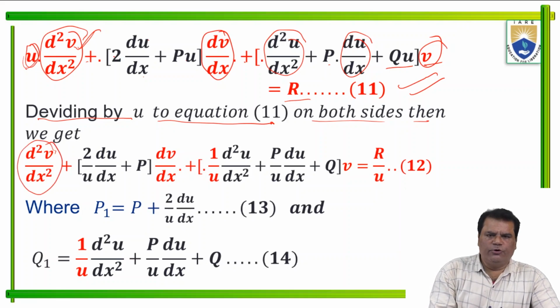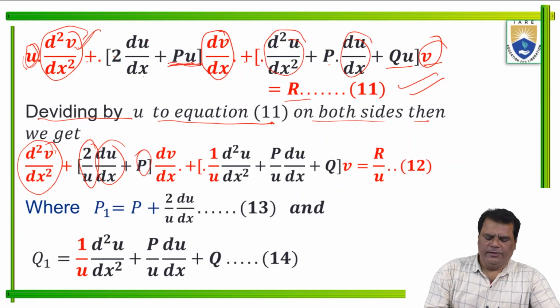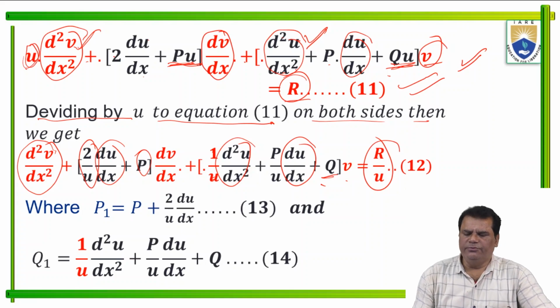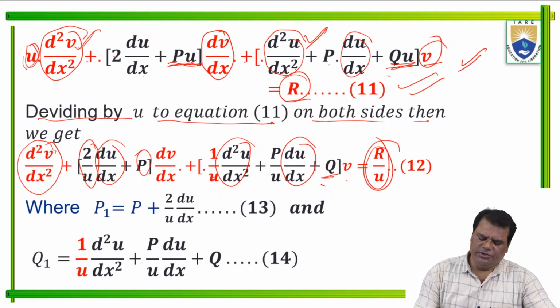Then we get d2v over dx2 plus, now here is 2, we get 2 upon u du over dx, plus pu divided by u means only p here, plus 1 upon u d2u over dx2, this term. We divide by u: 1 upon u d2u over dx2, plus p by u du over dx plus q. Here is qu in equation 11, qu divided by u is only q, into v, equal to r by u. The right hand side is r, and after dividing by u we get r by u. This is equation 12.